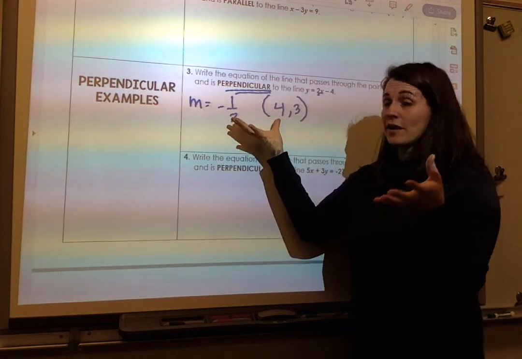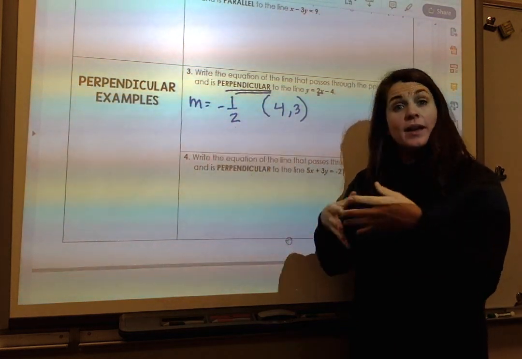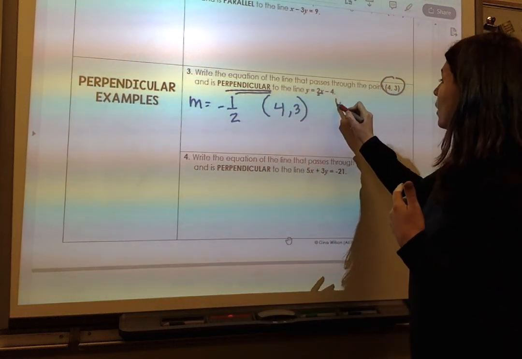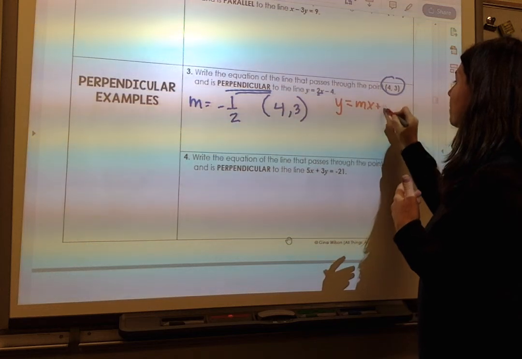So now that I have the information I need for my new equation, now I just have to find a line. So I'm going to use my shortcut, y equals mx plus b.